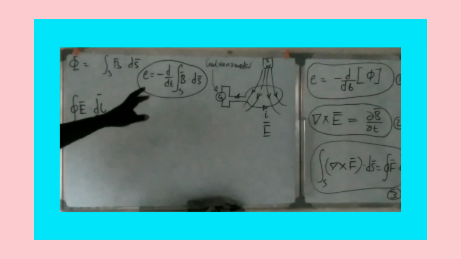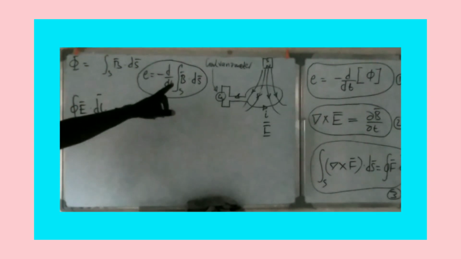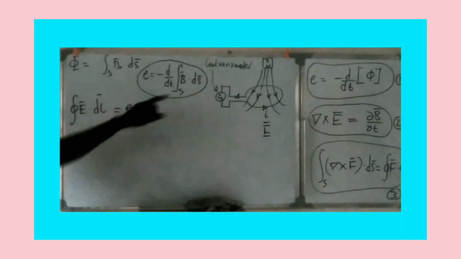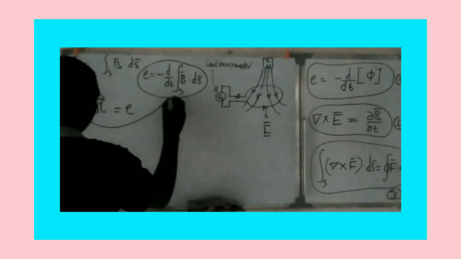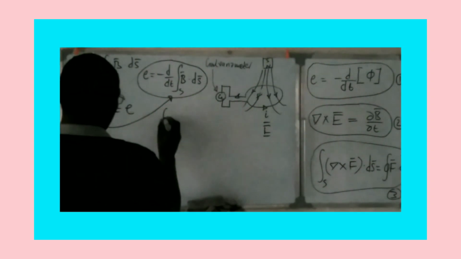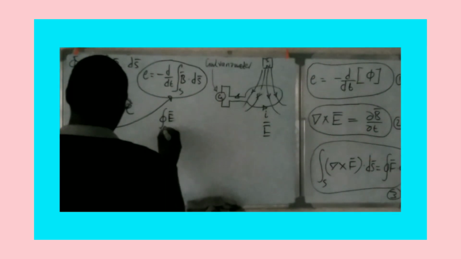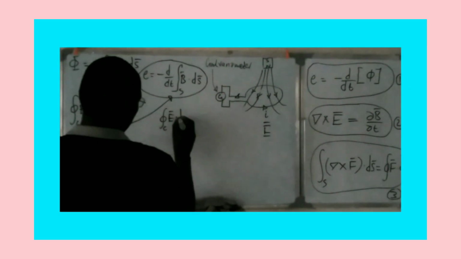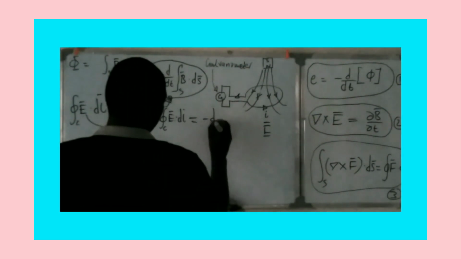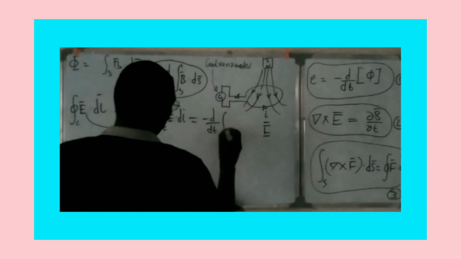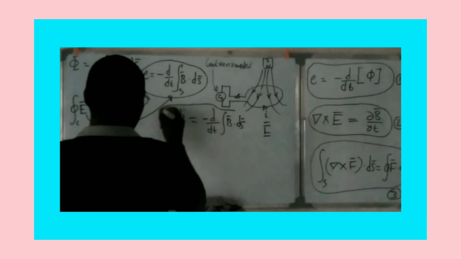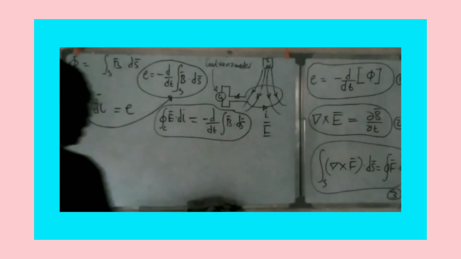So this is equal also to E. Now up here we found E is minus d dt of the surface integral of B ds. So we can equate this and that. So here, this is equal to that. So we can write a new equation, the closed line integral of E dl would be equal to minus d dt of the surface integral of B ds. Here is our new equation again.